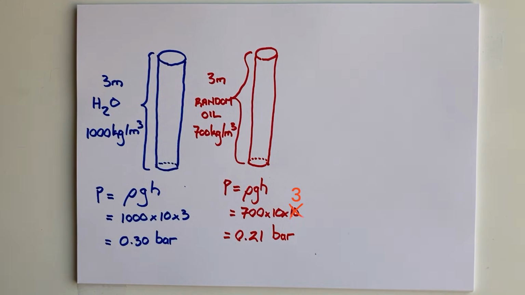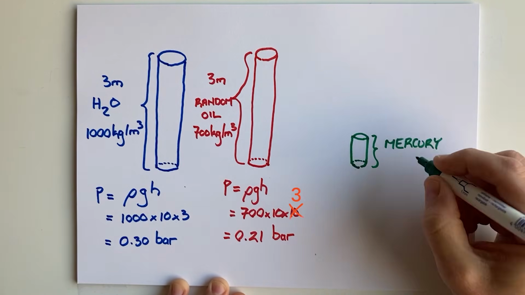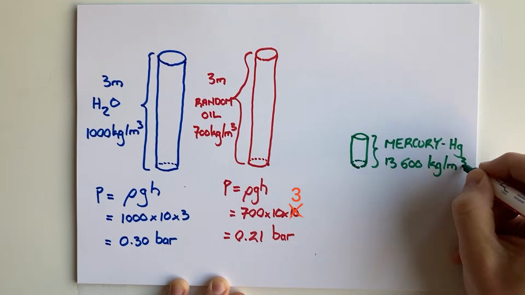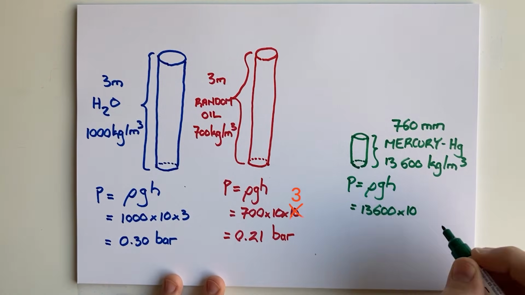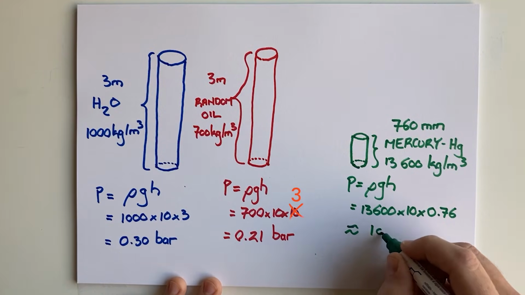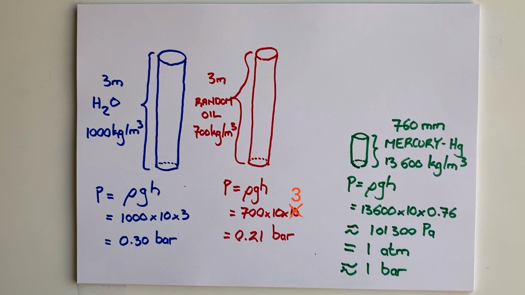Another example of where we use head is when we use mercury in barometers to measure atmospheric pressure. Atmospheric pressure is equivalent to 760 millimeters of mercury. Mercury is a really dense element at a density of 13,600 kilograms per cubic meter.